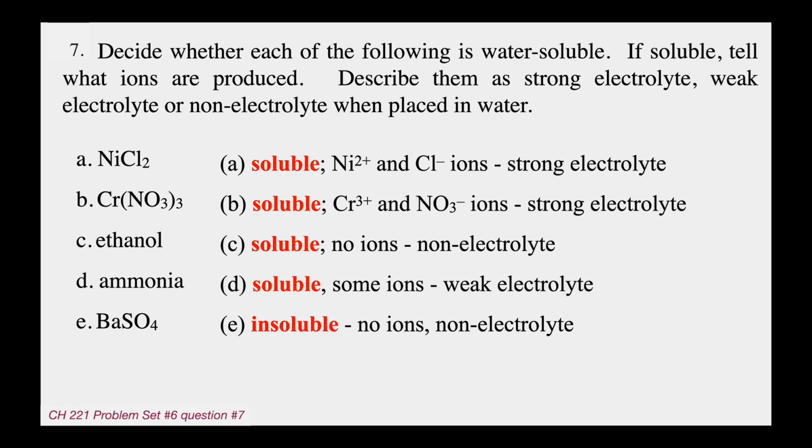Ethanol was a non-electrolyte because you don't have positives and negatives when it dissolves in water. Barium sulfate is a non-electrolyte because it doesn't dissolve in water. Different reasons there for what's going on. Ethanol was covalent. That's why it didn't make ions. Barium sulfate just doesn't dissolve because it likes being with itself.